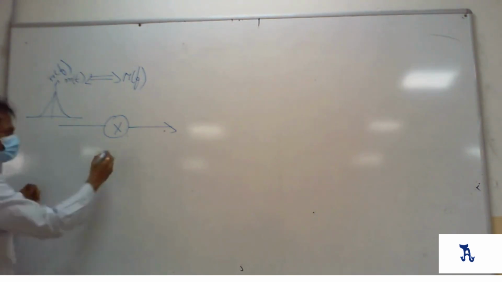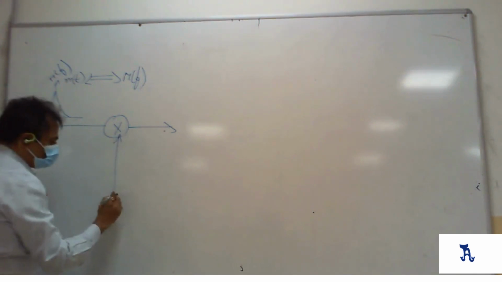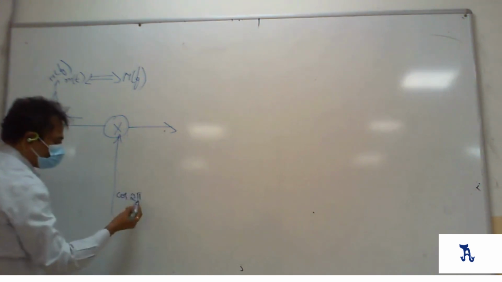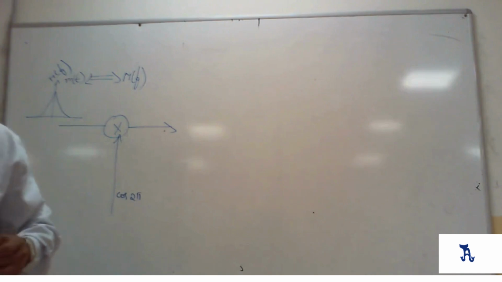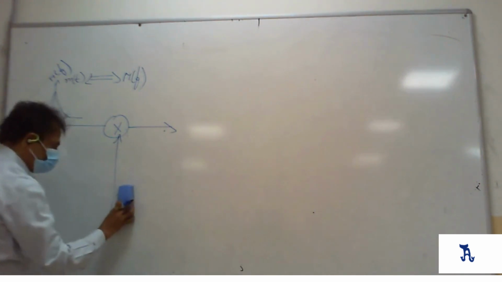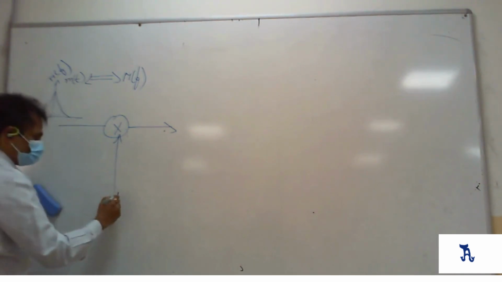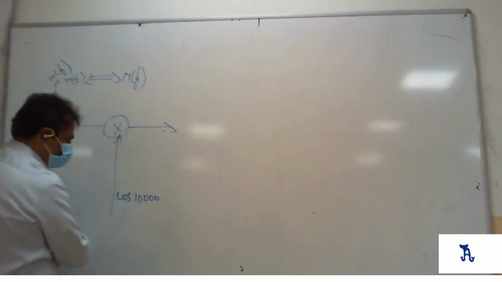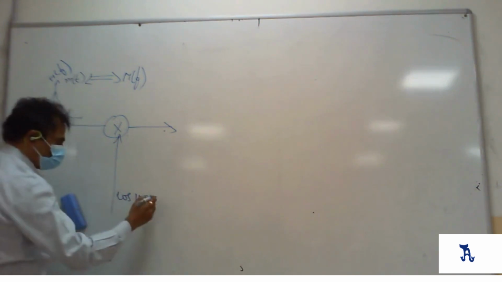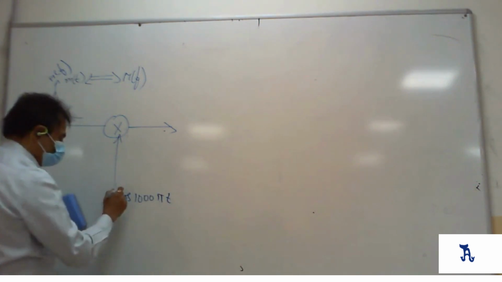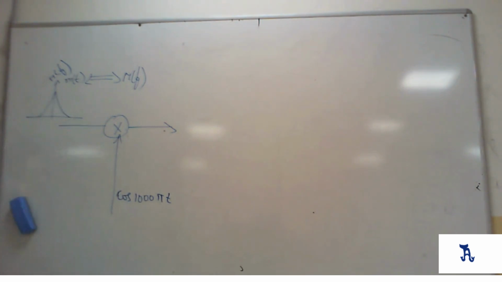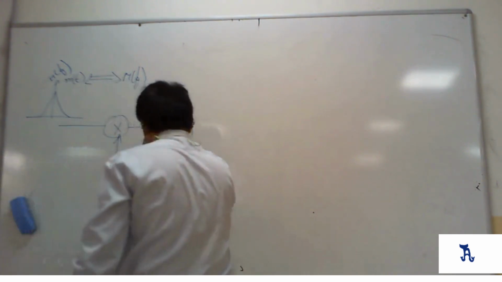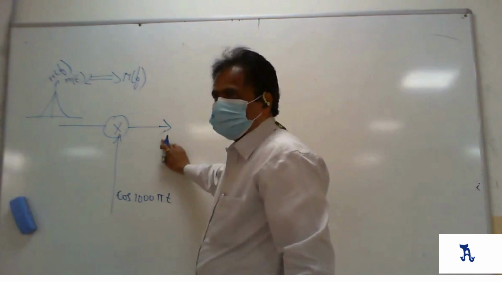Okay, right? And here you have, simply I will write cos 2 pi, okay? I'll give some frequency. Cos 10,000 pi into t, okay? Try to follow this. Cos 10,000 pi into t. Fine. And here you're going to get a double sideband suppressed carrier wave.